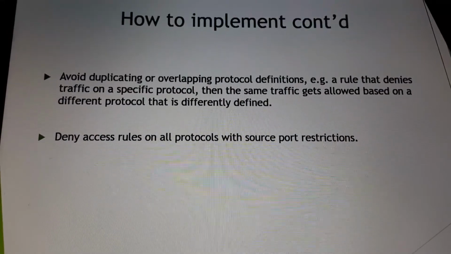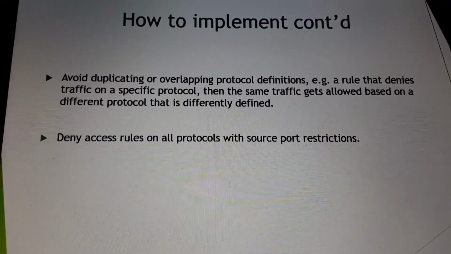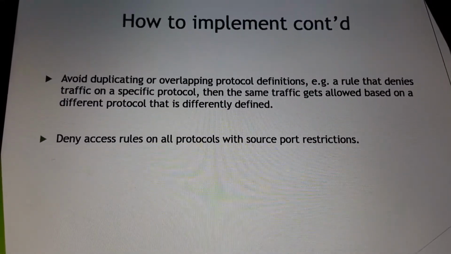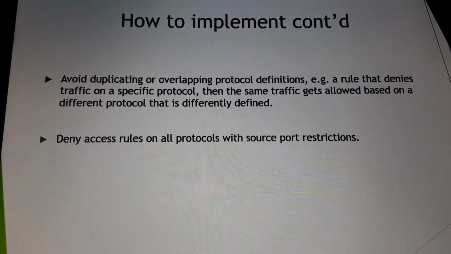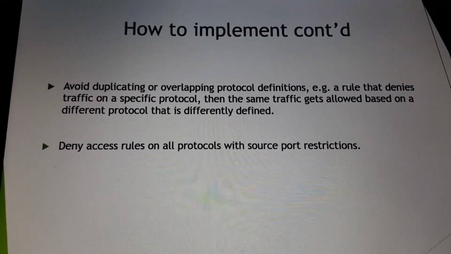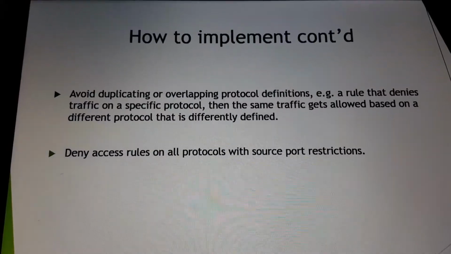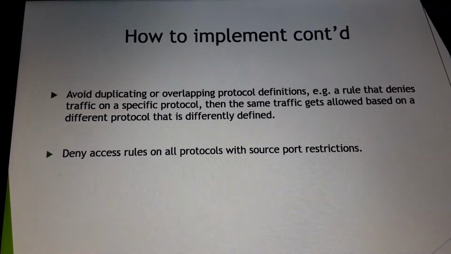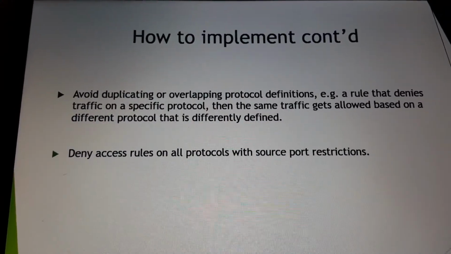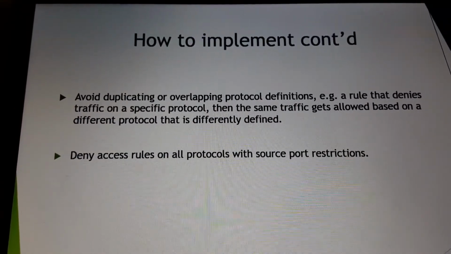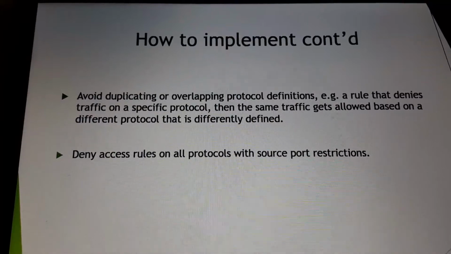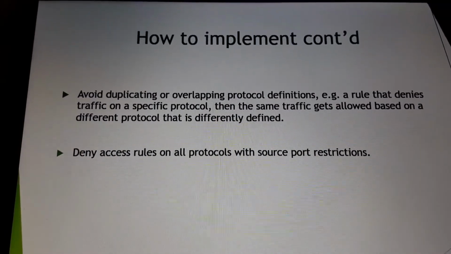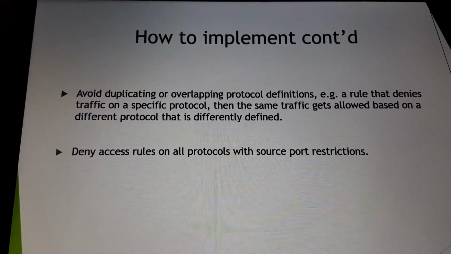Avoid duplicating or overlapping protocol definitions. For example, rules that deny traffic on a specific protocol, and then the same traffic gets allowed based on a different, differently defined protocol, should be avoided. Also, avoid denying access rules on all protocols with source port restrictions.